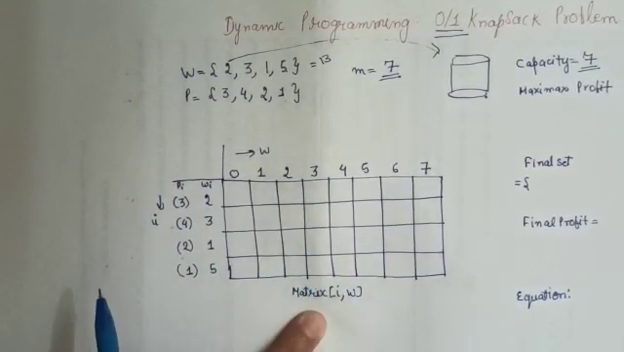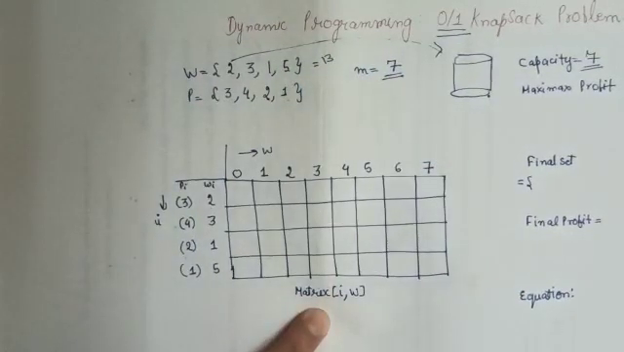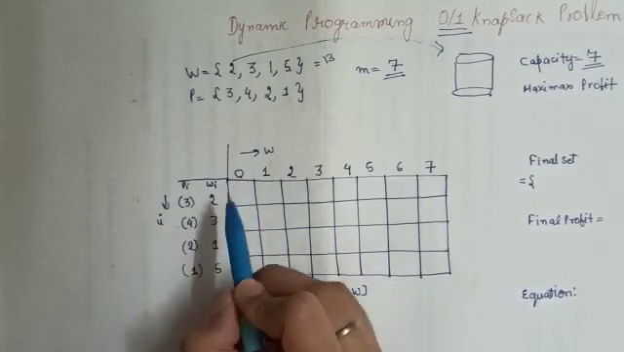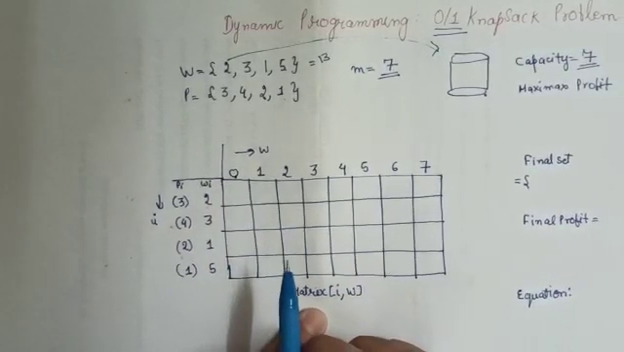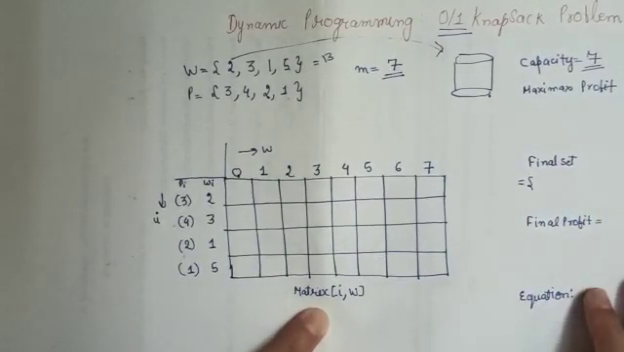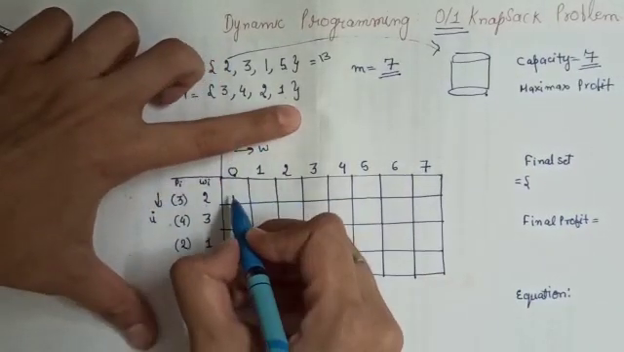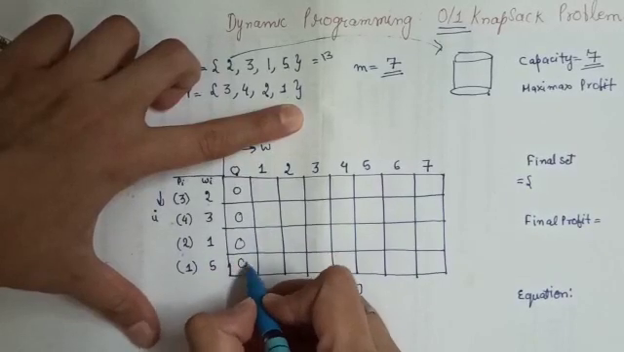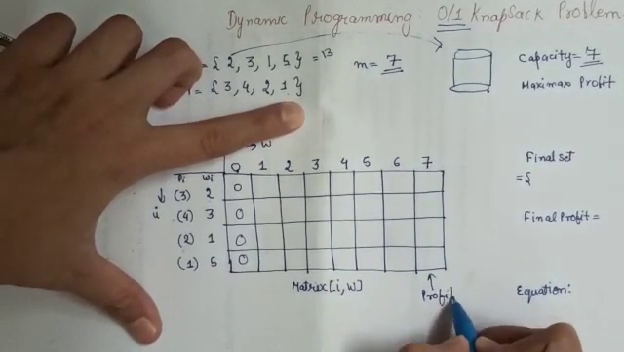Now let's begin this problem of dynamic programming. If the capacity of the bag is 0, can you add any of the items into this bag? No, because the capacity of the bag is 0, you cannot add any item. So all the profits will be 0. In each cell of this matrix we will write the corresponding profit.